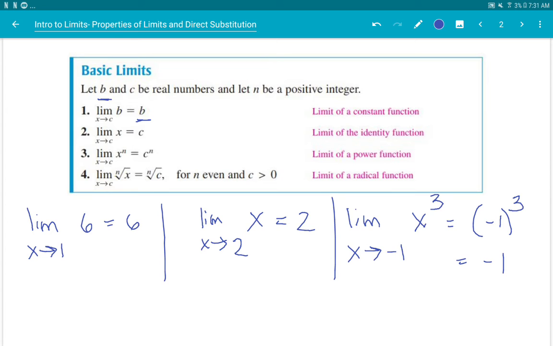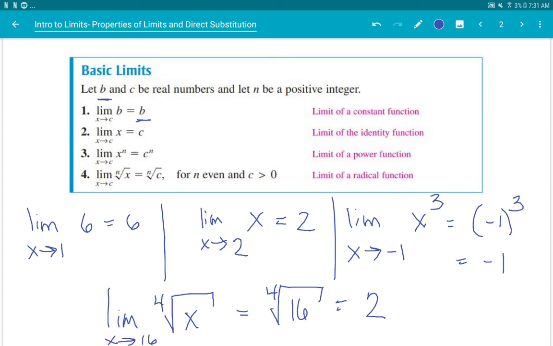Okay, the same thing with the last one: what is the limit as x approaches 16 of, let's say, the square root of, or let's do the fourth root, make it more complex, of x. So again, you're just going to be taking the fourth root of the value you're approaching, and that's going to be equal to plus or minus 2. And we're going to go with the positive form of the radical, so 2. All right, so again, not too bad. It's just, as you can see, mostly substitution here.